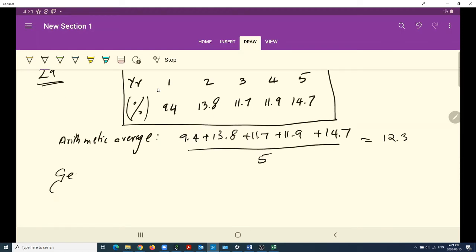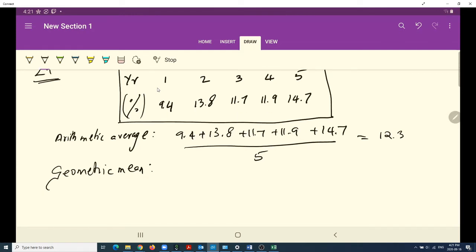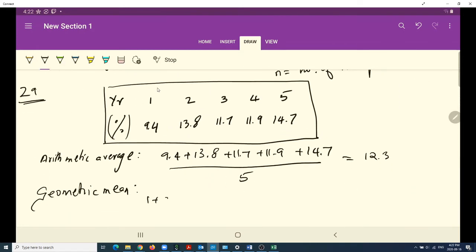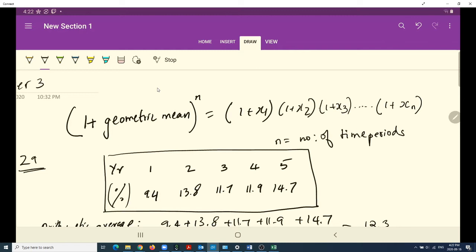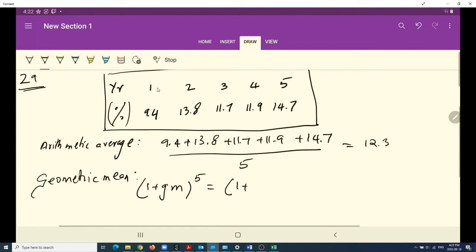So the geometric mean. The geometric mean is how historically it has grown over time, and that will be calculated by using the formula over here. So 1 plus geometric mean, and there are 5 time periods. So this is going to be 1 plus x1. Remember, these x1, x2 and so on are in percentages, and this 9.4 is a percentage. So when you're expressing a percentage in decimal form, you need to divide it by 100. So it'll be 0.094.